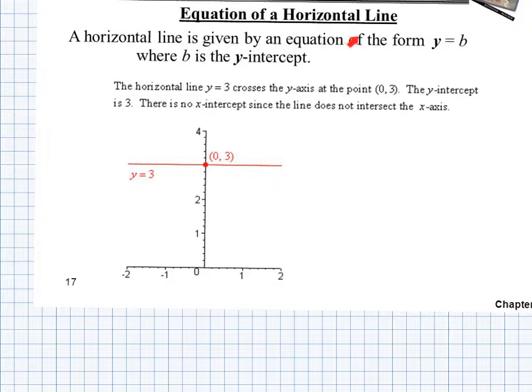Here on the equation of a horizontal line, the horizontal line is given by an equation of the form y equals b, where b is the y-intercept. And you can see here that this is the y-axis, and the line is crossing across the y-axis. The coordinate point is 0, 3. We would say y equals 3. Nothing is crossing the x-axis, and the x would be 0.